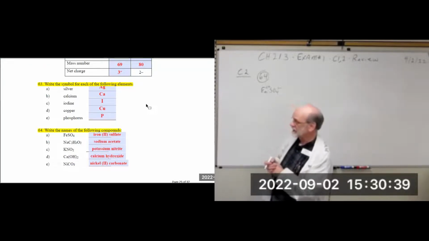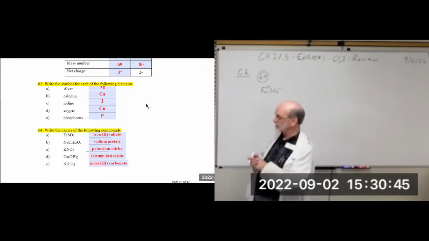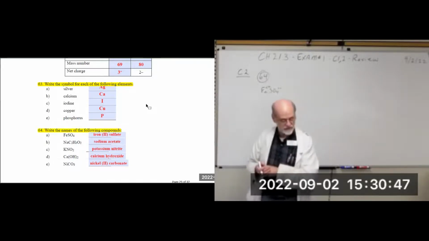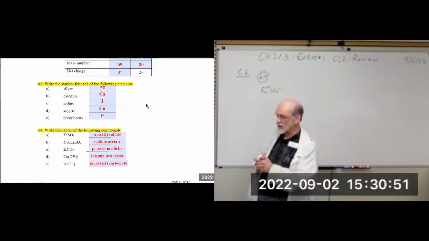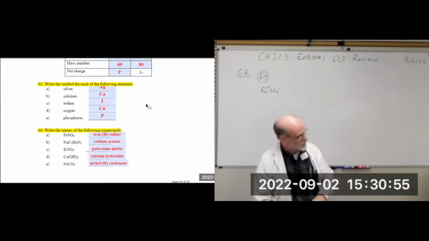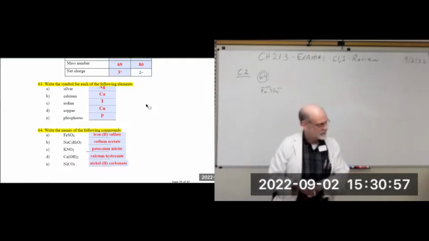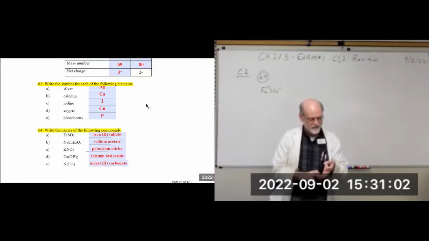NiCO3. Carbonate's a polyatomic ion. Right? It has a 2- charge. So that means nickel has to be a 2+ charge because there's only one of them. So it's nickel 2 carbonate. And you know that because nickel comes from the transition metals. And it's not zinc, it's not silver, it's not cadmium. So it has possibility of multiple charges.